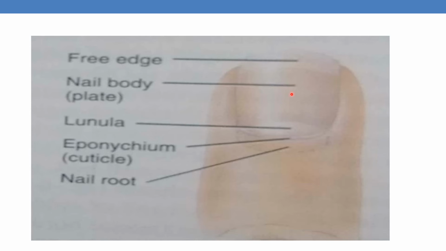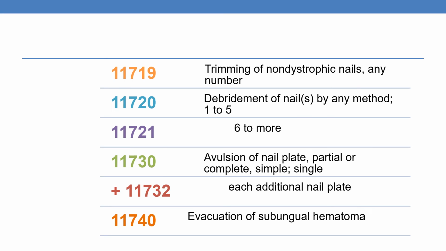And this is the nail body. This is usually pink in color due to the blood flow through capillaries in the underlying dermis. This is the free edge and this is the nail root. Now coming to the various CPTs.